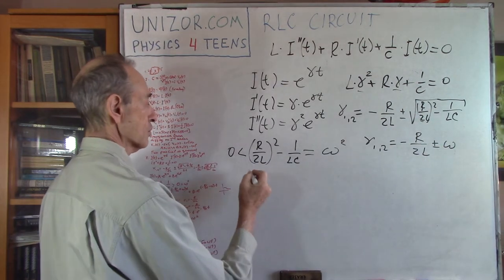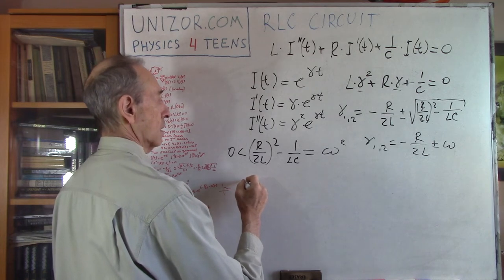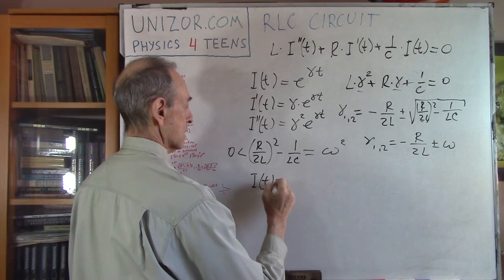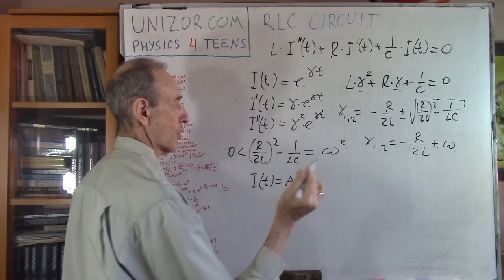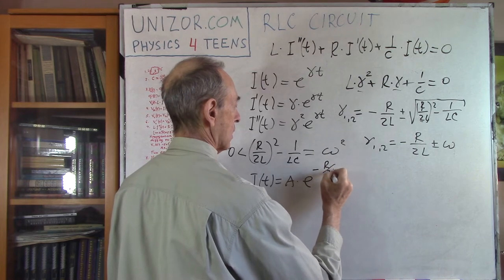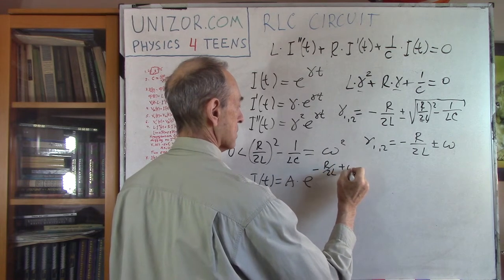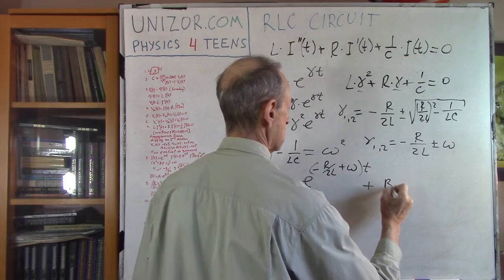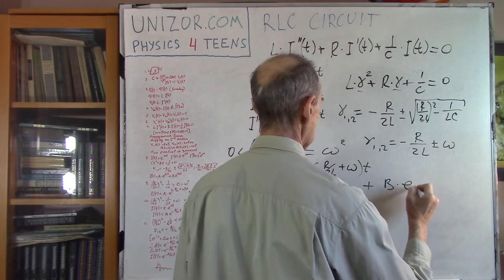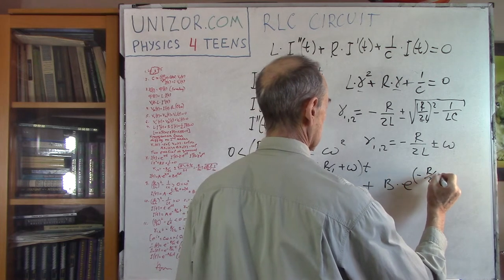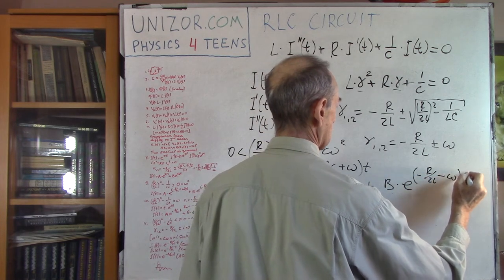And my solution is I equals A, some coefficient, e to the power minus r over 2l plus omega, t, plus B e to the power minus r over 2l minus omega, t.